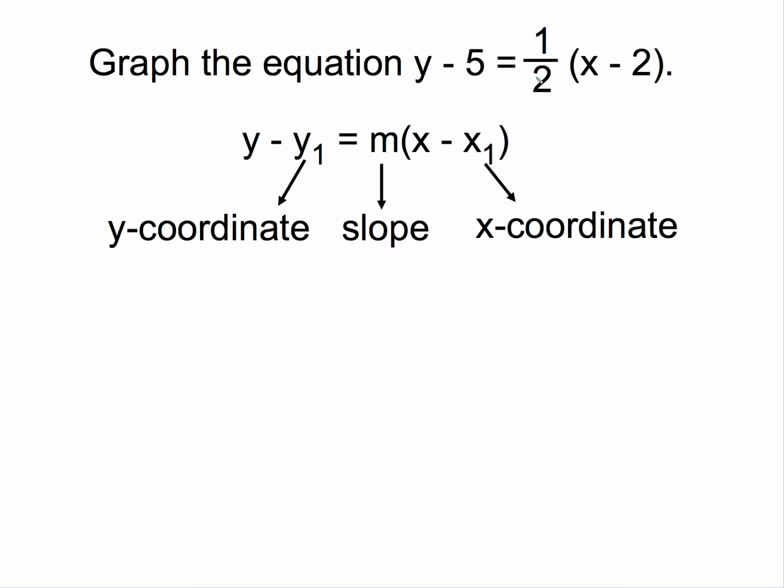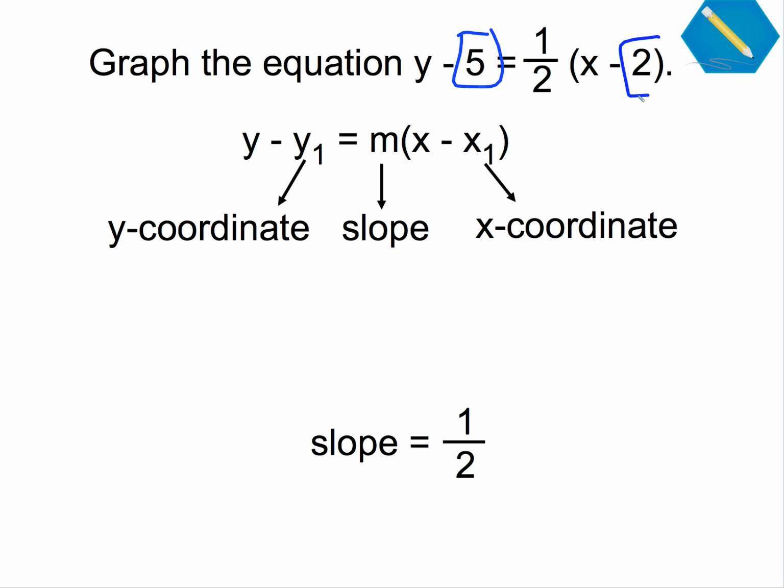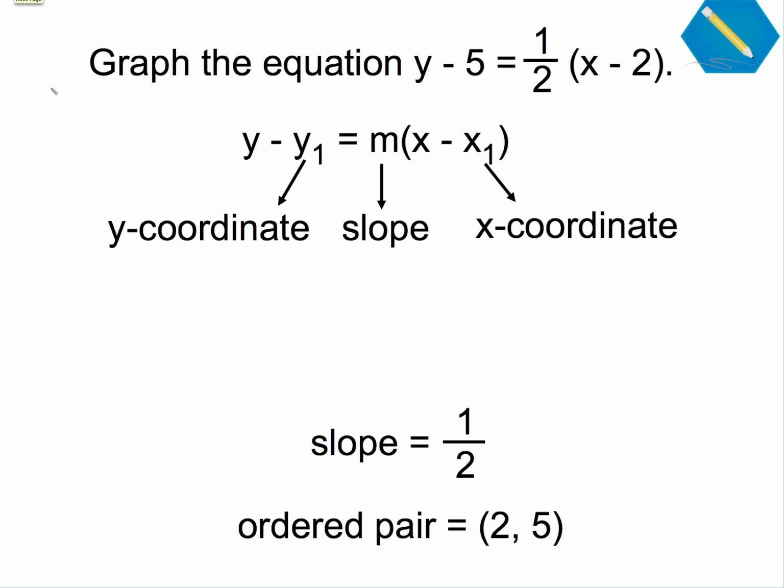Now that I know that, I can quickly look at this equation here and figure out, okay, what's my slope? Well, it's in the place where m is, so therefore the slope would be 1/2. Okay? And now we can figure out the ordered pair because this number is the y-coordinate and this number is the x-coordinate. So make sure you put it in the correct order. The x-coordinate is 2, the y-coordinate is 5, so our ordered pair will be 2, 5.